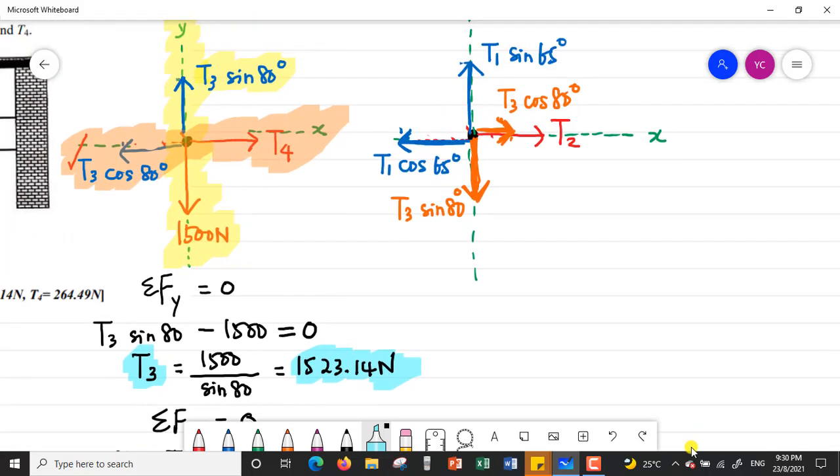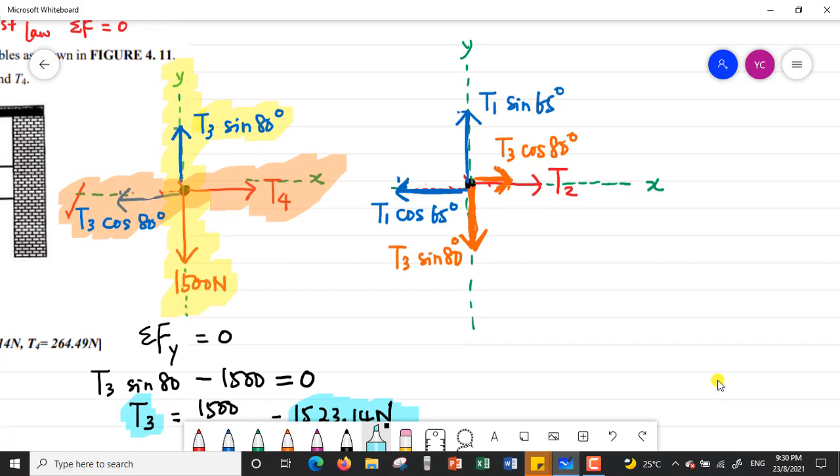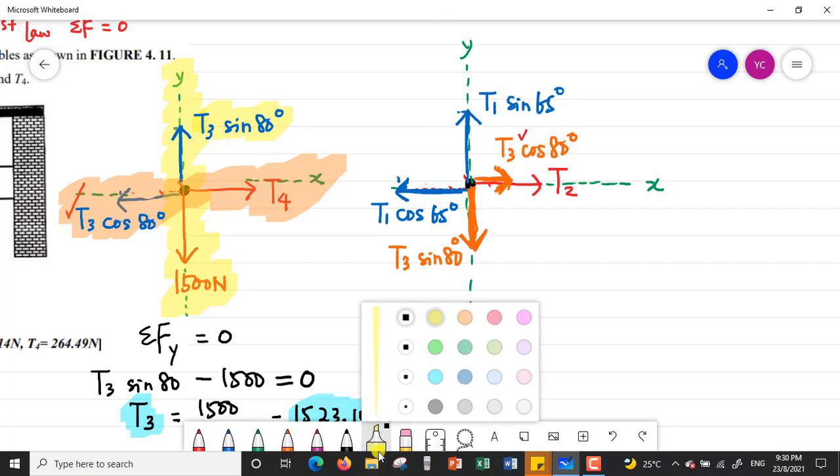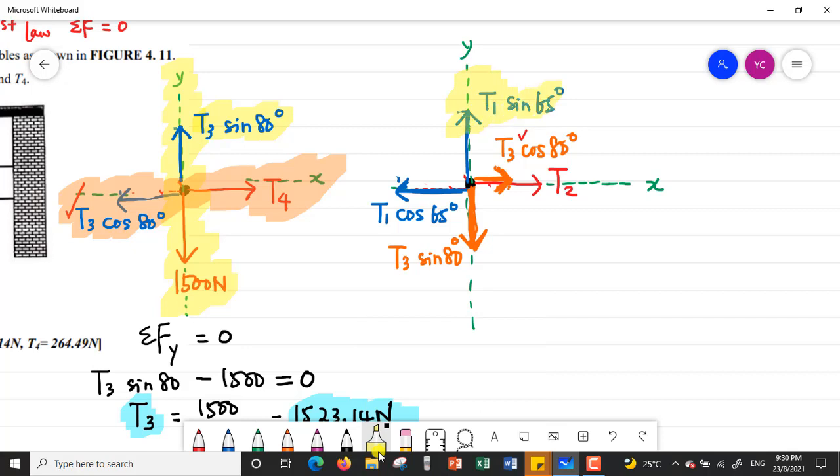So, perhatikan. Okay, so in order to solve T1 and T2, kita akan gunakan free body diagram yang kedua lah. So, T3 kita dah dapat. So, kita boleh selesaikan untuk dapatkan T1 dan T2 lah. So, mungkin saya mula dengan komponen Y dululah. Komponen Y kita. So, perhatikan komponen Y, sepanjang komponen Y, kita ada dua forces, T1 sin 65 dan T3 sin 80.